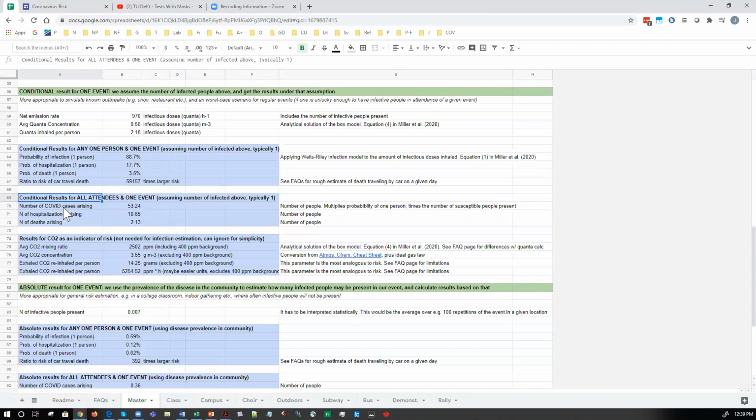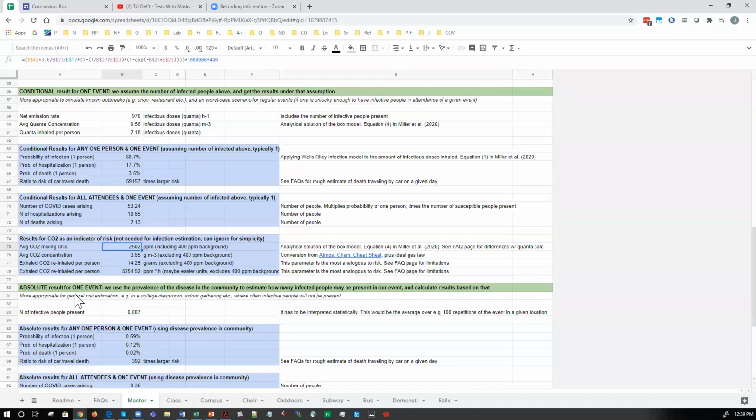Okay? And in that case, this is the output you want: how many cases appear, how many hospitalizations, and how many deaths. Okay? And these are the results for CO2. And you see in this case, the CO2 level would have been about 2,500 ppm, right? And this indicates that the air was dangerous.